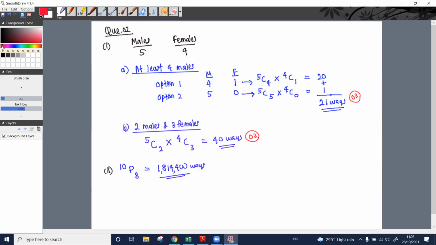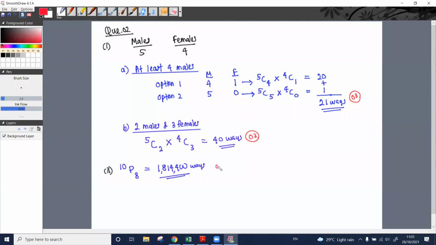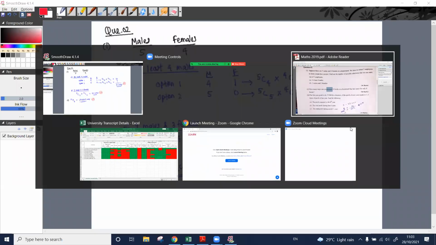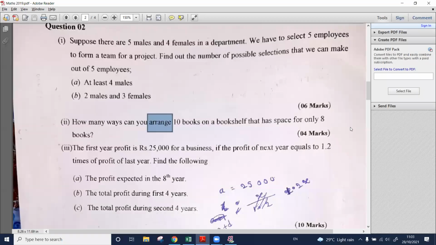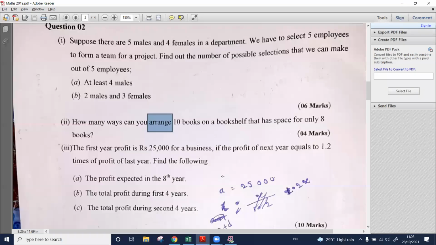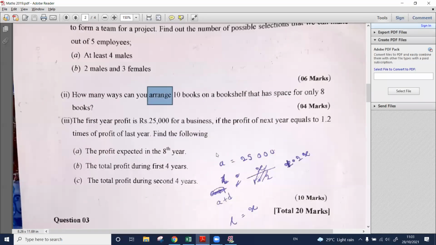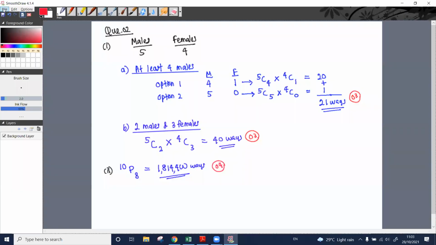Right? So if you got the same, you can give 4 marks. 4 marks. See, these are simple questions, right? But still it gives you 4 marks, right? Move to a new page.